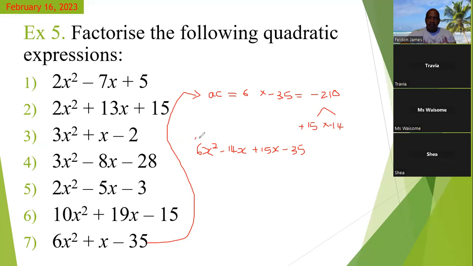For the first pair, the HCF would be 2x. 2x into 6x squared will leave us with 3x, and 2x into minus 14x leaves us with minus 7. Now the HCF for 15x minus 35 would be positive 5. 5 into 15x goes 3x, and positive 5 into negative 35 leaves us with minus 7. We'll pull out the HCF and then group the others.